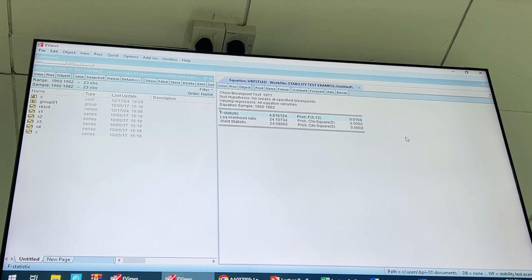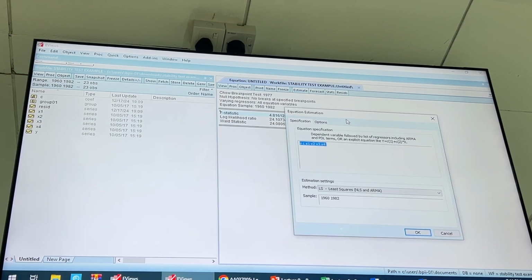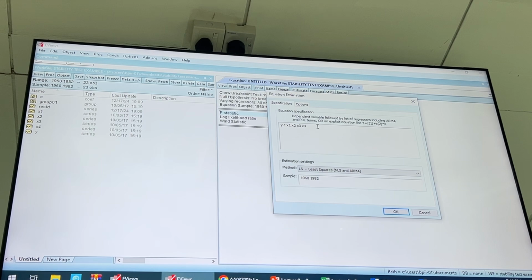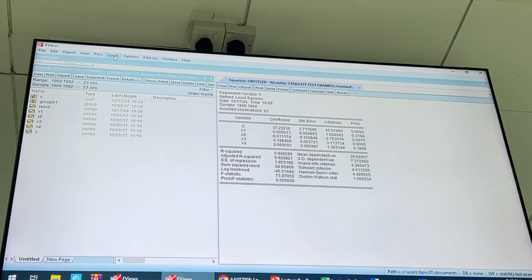That's the Chow test. But now we can use the dummy variable approach to help us identify. What you need to do is estimate a model that allows us to differentiate the intercept and the slope as well. Remember, this is our model. In order to allow the intercept to be different before and after, we need to create a dummy variable for the two periods, before and after 1977. That can be done by going to Quick, Generate Series.